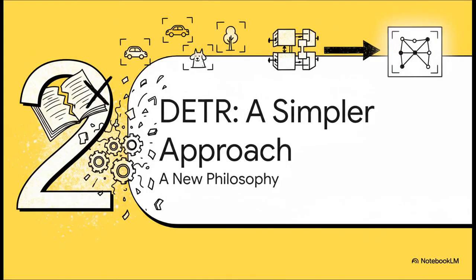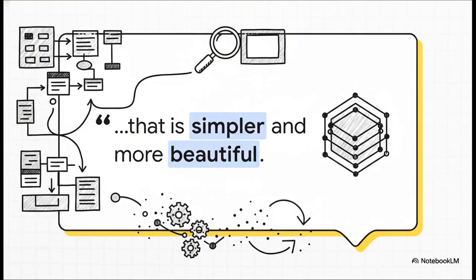Okay, so that brings us to 2020. Researchers at Facebook AI come along with this totally new philosophy called DETR, which stands for Detection Transformer. And they basically decided to just throw the old rulebook out the window. The whole goal with DETR was to build something more elegant. A system that just gets rid of all those extra, clunky, handcrafted pieces and just lets the model do its job from start to finish.